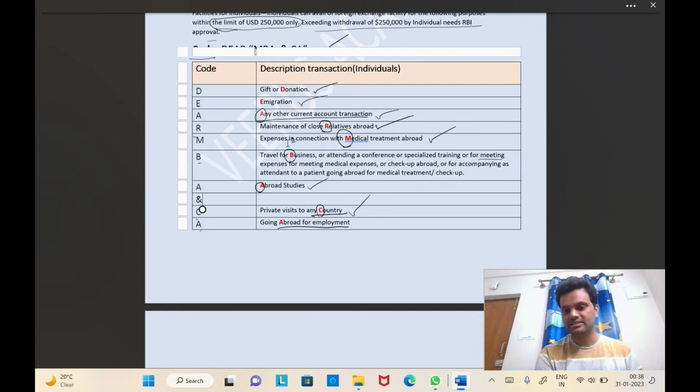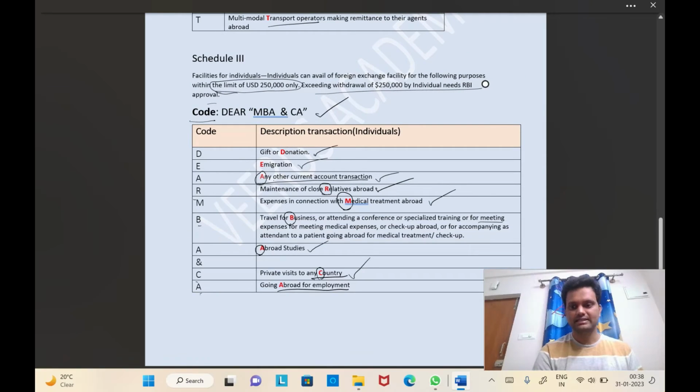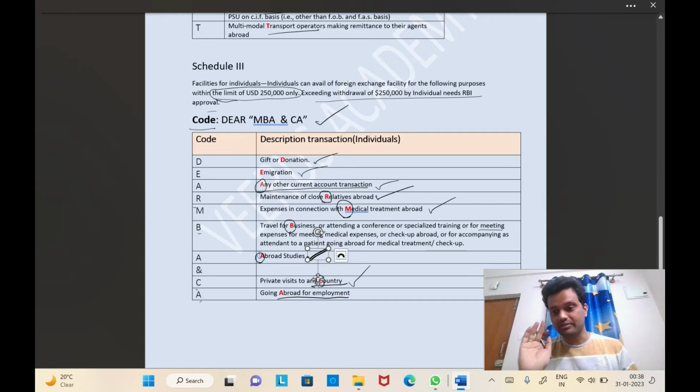One is for studies, and the second one is for employment. That is the second code that's related to Dear MBA and CA. Schedule 3. Now this is for individuals. Just remember, this is for individuals.